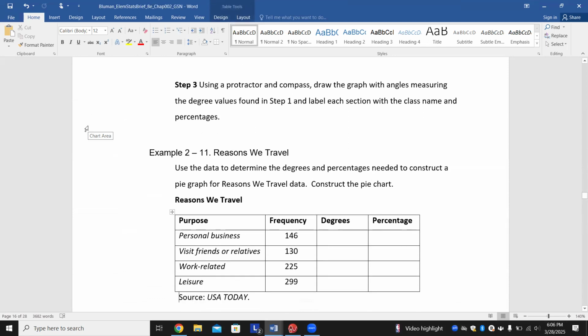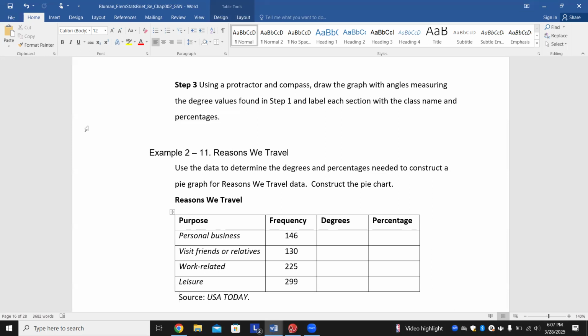Just an FYI, you'll be using technology to produce that. And really, it's just the numbers I care about. Do you have the correct degrees and percentages? Like the chart below. So let's look into that so you can have an idea of how you'll analyze this. So in example 11, reasons we travel, we're going to use the data to determine the degrees and percentages needed to construct a pie graph for reasons we travel data. And then we're going to construct a pie chart off of that data.